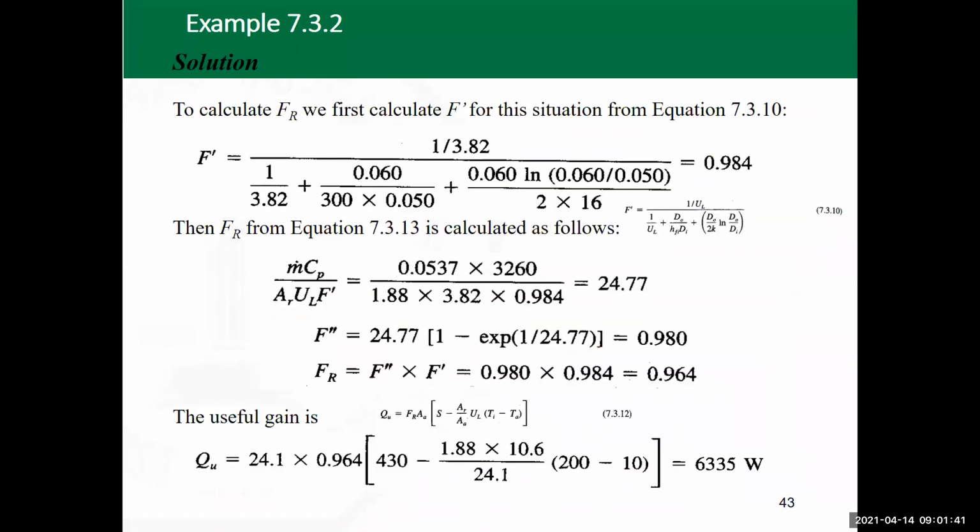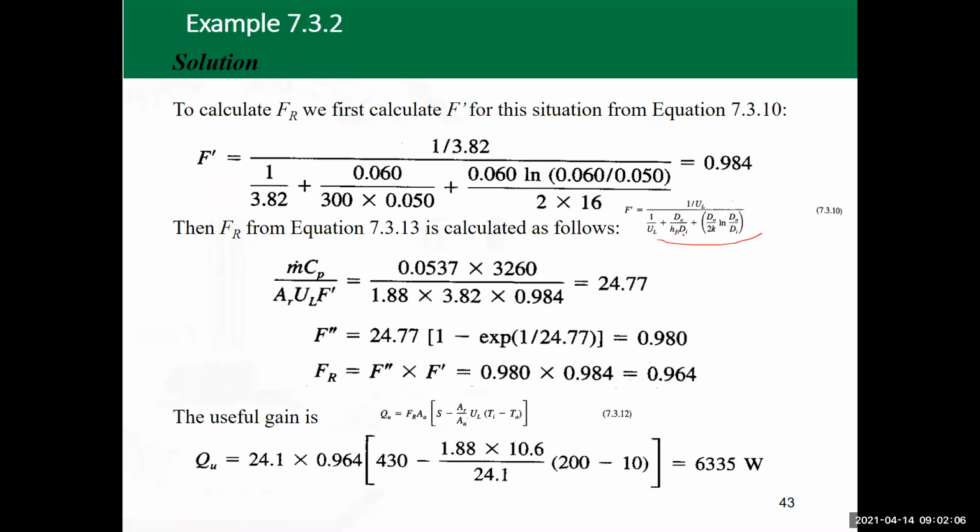Then the expression of F_R is to be calculated. We start with F dash. F dash is given by equation 7310, and the equation is given here. I'm just putting it here to remind you. Basically, the value of U_L has been given in the example as 3.82. Outer diameter is 0.06. h_fi is said to be 300, given in the example.